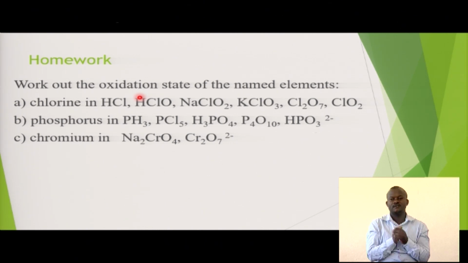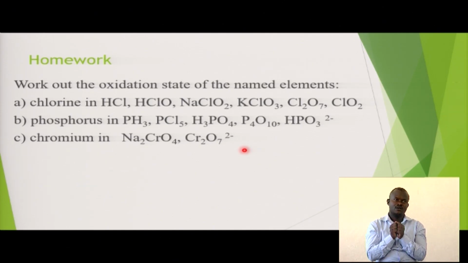Work out the oxidation state of those elements. Chlorine in hydrochloric acid, so the elements are indicated. They all contain chlorine, so you calculate the oxidation state of chlorine. Phosphorus in all these compounds that contain phosphorus. Chromium in these two, they also contain chromium. This is all about the oxidation states.